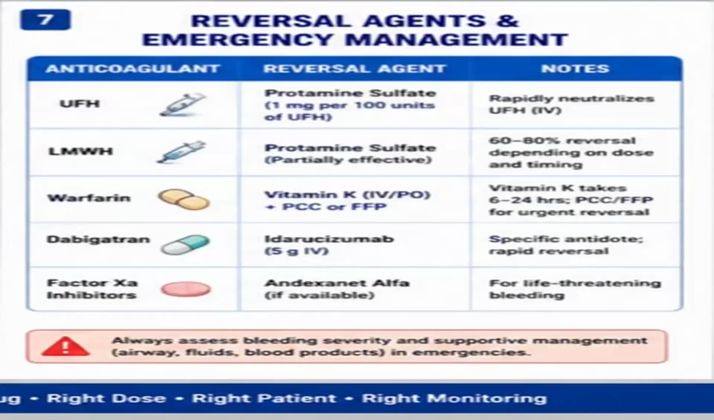In patients with major bleeding, stop the anticoagulant, stabilize the patient, and use the appropriate reversal agent. Unfractionated heparin: protamine sulfate. Low molecular weight heparin: partial reversal with protamine. Warfarin: vitamin K plus 4-factor PCC for major bleeding. Dabigatran: idarucizumab. Apixaban and rivaroxaban: andexanet alfa, where available. Always manage the airway, breathing, and circulation, and control the source of bleeding alongside the reversal therapy.